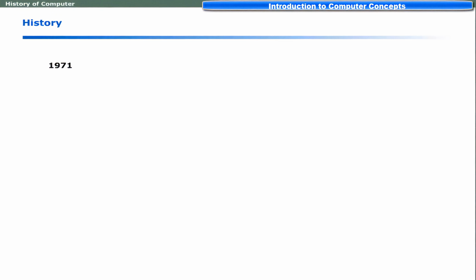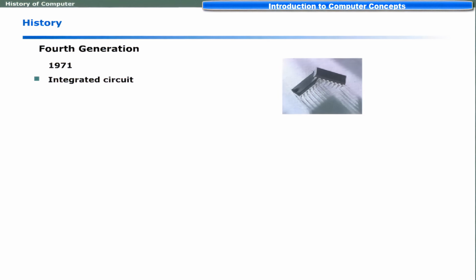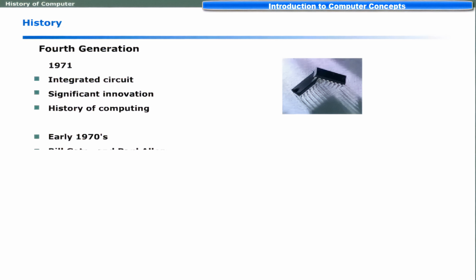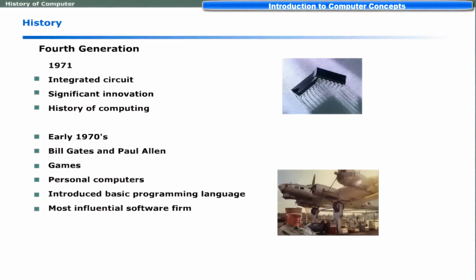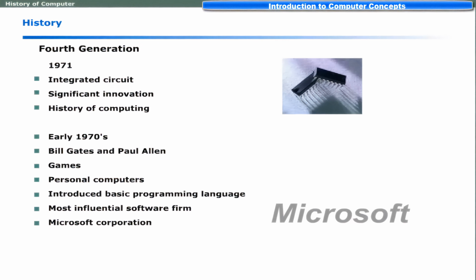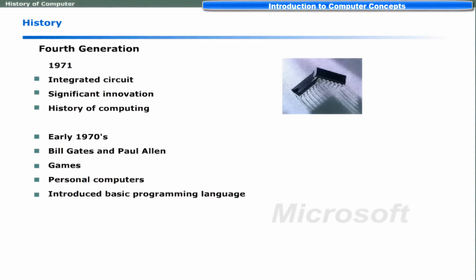During 1971, fourth-generation computers were introduced with the introduction of the integrated circuit. This was a significant innovation in the history of computing. During the early 70s, Bill Gates and Paul Allen were busy developing games for personal computers and introduced a BASIC programming language. They formed today's most influential software firm, Microsoft Corporation. It revolutionized the idea of personal computing with the introduction of the Microsoft Disk Operating System.